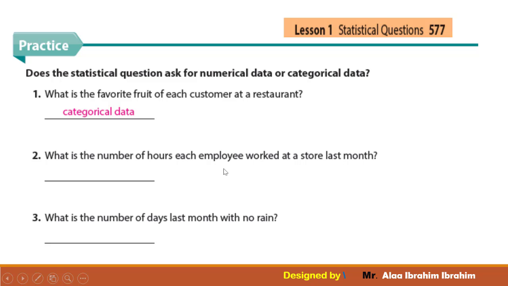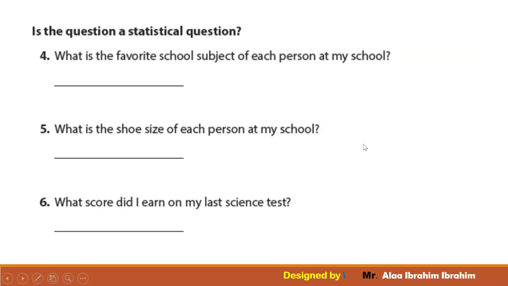What is the number of hours? Number of hours, clear, number of. So this is numerical data. What is the number of days last month with no rain? So you need the number of days. So this is a number, so this is numerical data. Now we're going to another thing.